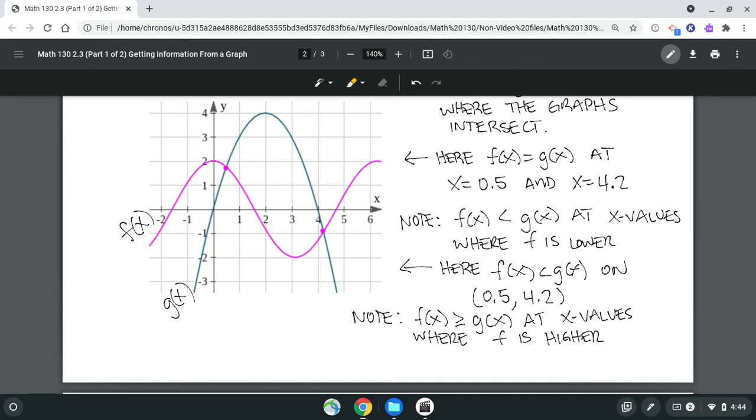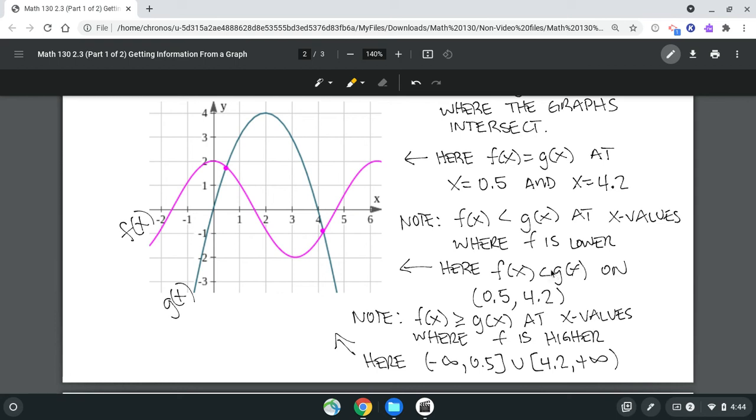So in this case, over here, that would be from negative infinity to 0.5, together with 4.2 to positive infinity. Okay, and the reason why I can use brackets now is because I don't have strict inequality. I have greater than or equal. And remember, where they intersect is where they are equal. So that's why I include 0.5. That's why I include 4.2.